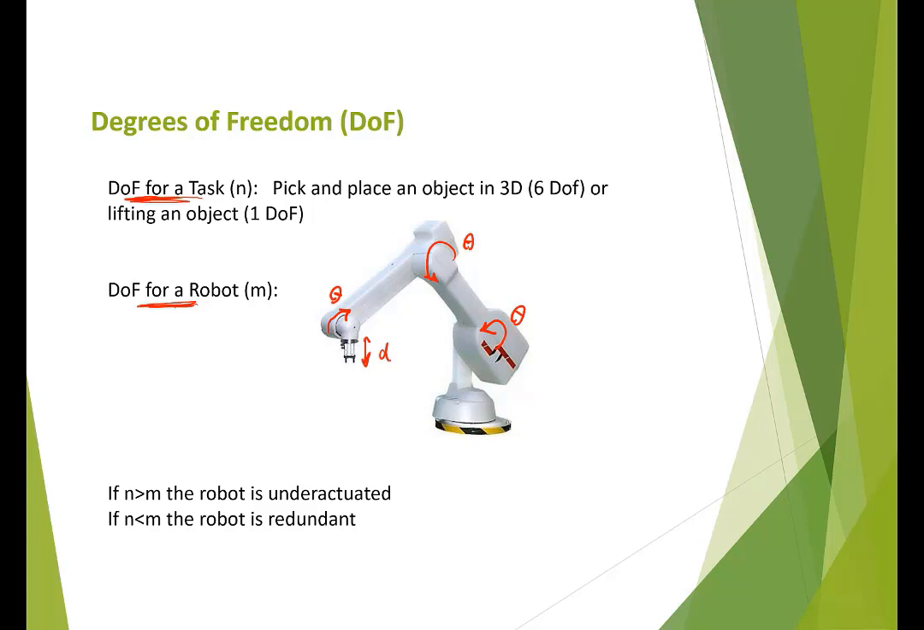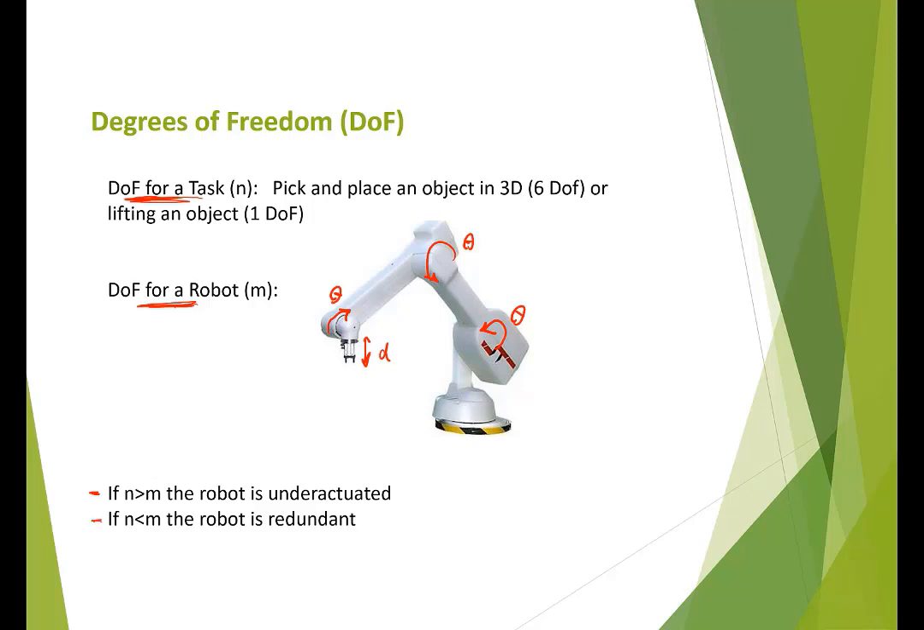And finally, based on this, we can define how to use a robot for a specific task. Assume a robot that has 4 degrees of freedom wants to move an object in 3D space. It requires 6 degrees of freedom. In that case, we say the robot is underactuated. It does not have enough degrees of freedom to do that task, that is, the degrees of freedom of the robot are less than the degrees of freedom required to do the task.